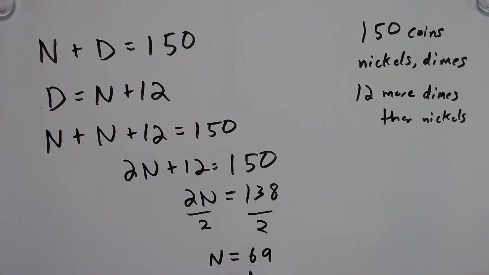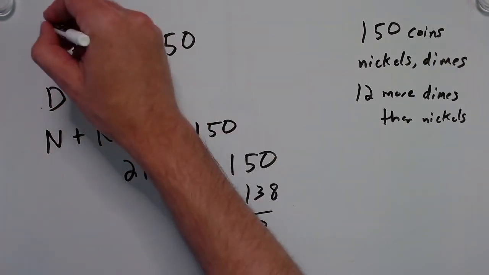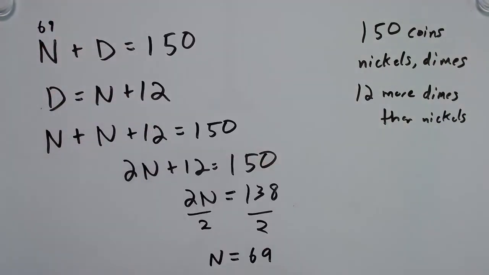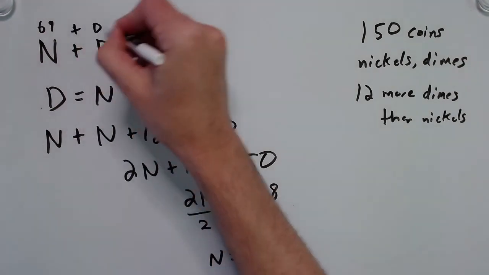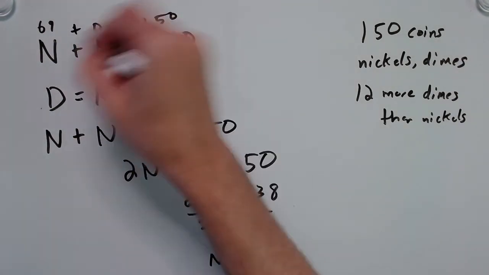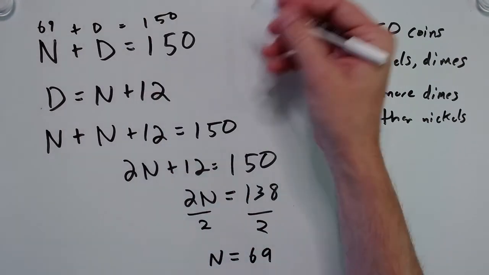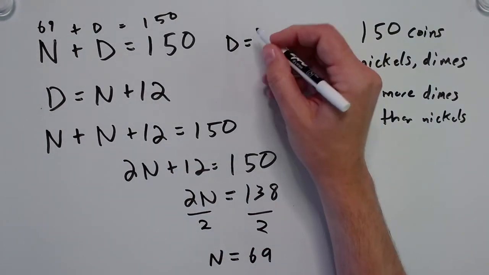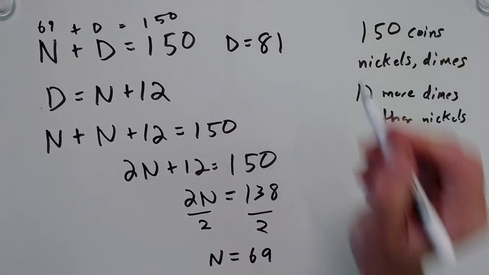So now that we know this, we know that 69 is up here. I'm just going to write it like this. 69 plus d equals 150. And we solve for this. We could subtract 69 from both sides and find that the number of dimes is 81.